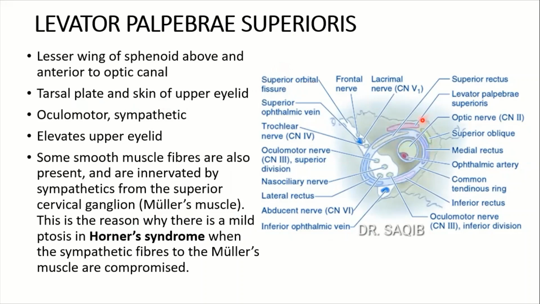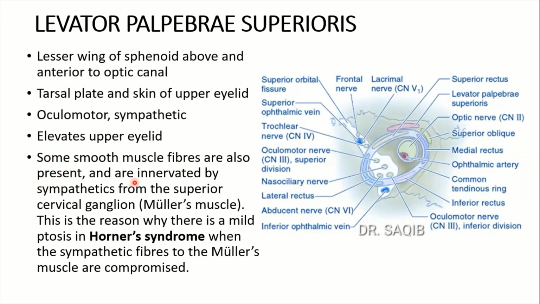And here, this is one lamella. This is the levator palpebrae superioris, right? Its nerve supply is the oculomotor nerve to one part and sympathetic nerve fibers to the other part. Its action is the elevation of the upper eyelid. Some smooth muscle fibers are also present.